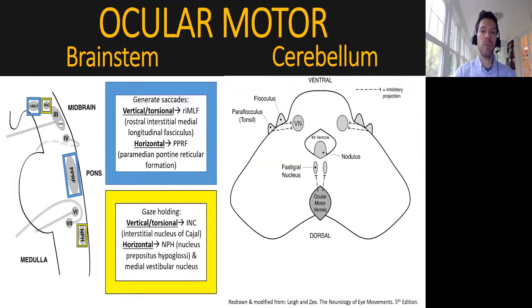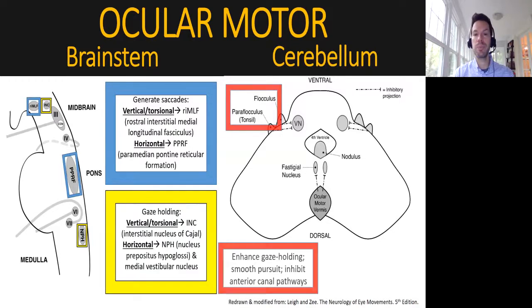What about gaze holding? You make a saccade out to the right or out to the left or up or down, and you want the eyes to stay in that position. There has to be a mechanism to hold the eyes in that position to maintain proper gaze holding. Vertically and torsionally, these live, again, in the midbrain, the interstitial nucleus of Cajal, the INC. Horizontally, they live mainly in the NPH, the nucleus prepositus hypoglossi, and the medial vestibular nucleus. These structures are mainly in the medulla, but very close to the 6 nuclei.